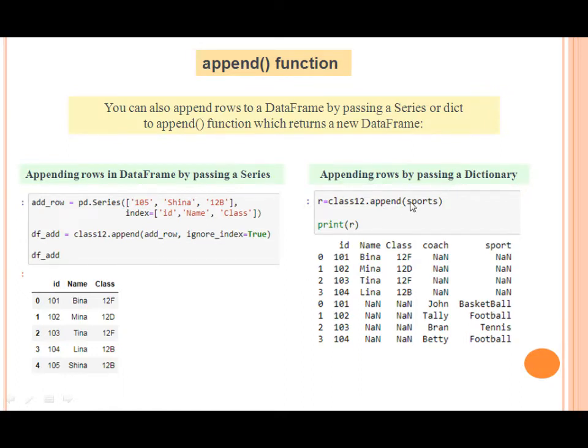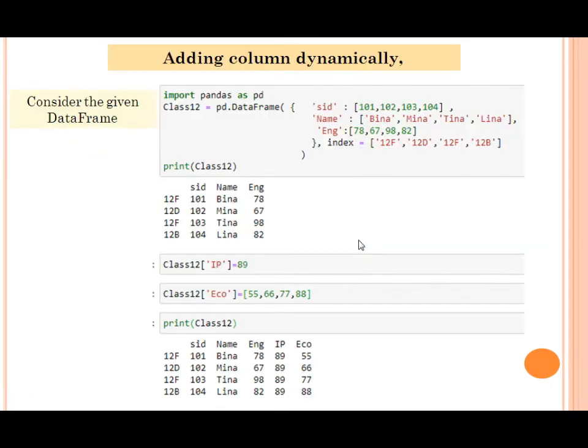You can also append the rows by passing a whole dictionary into another dictionary. But you have to take care their index numbers should be the same. Okay? So I can use the append function similarly as I used in the series. Class12.append, now the new dictionary sports and the value is in R, print R. Okay? Move ahead and see adding a column dynamically.